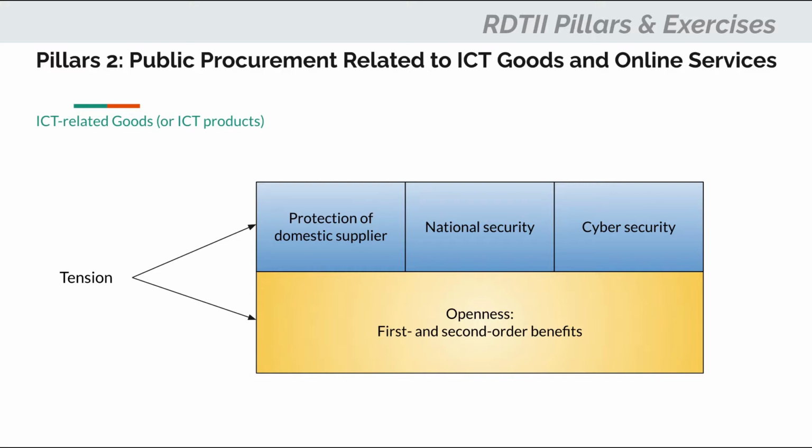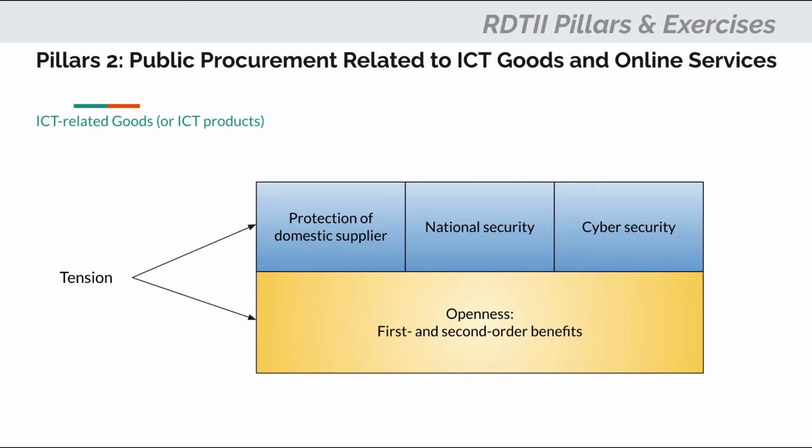Pillar 2 covers restrictions on public procurement related to ICT goods and online services. This pillar follows the same definition of ICT goods as the first pillar. Some economies tend to favor domestic bidders in government procurement in order to protect the domestic market from potential foreign market power.